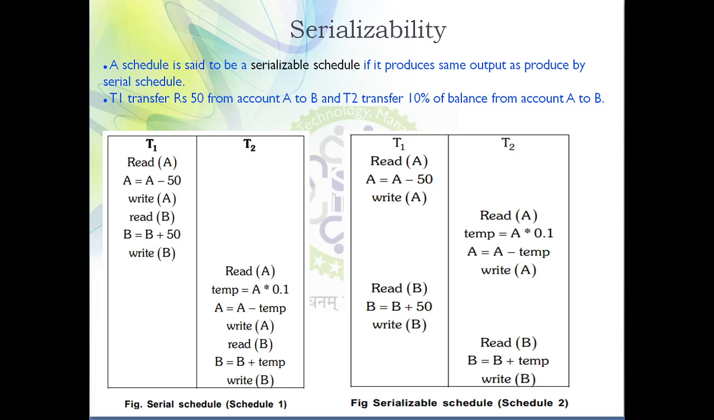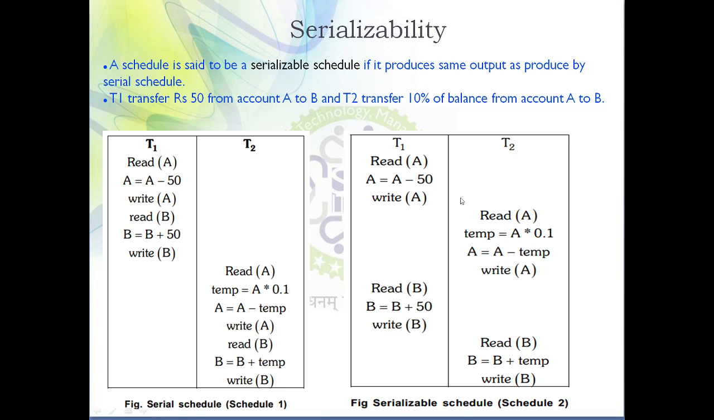So in case of B, again you are adding. The previous value of B is 150. 150 plus 5, that is 155. Okay, so 155 is the final value for B, and what is the final value for A? 45. Okay, so these are the final values for A and B.